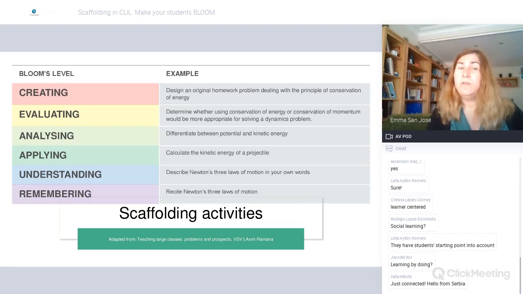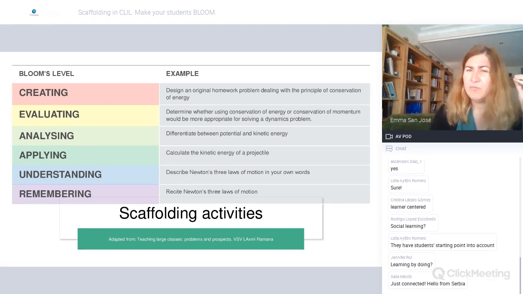We move out of LOTS, we start using HOTS. We're going to analyze the situation now. We're going to differentiate between potential and kinetic energy. Now, if I just remember the three laws of motion, would I be able to do that? Can we go from remembering to analyzing? No, because that doesn't mean that I have understood what I'm talking about.